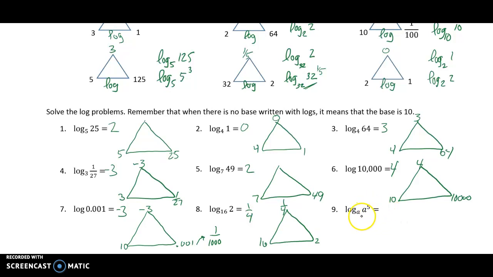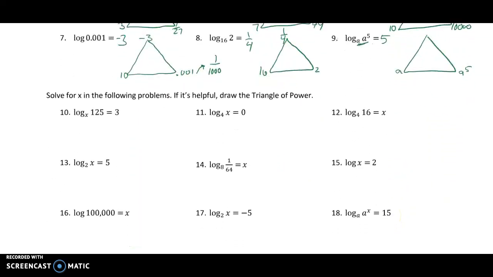And this last one, well, you should be able to recognize that those are the same thing and the answer is just 5, but it does fit into the triangle of power as a and a to the 5th. So then you're asking a to what power is a to the 5th? Well, it's just 5. Okay.